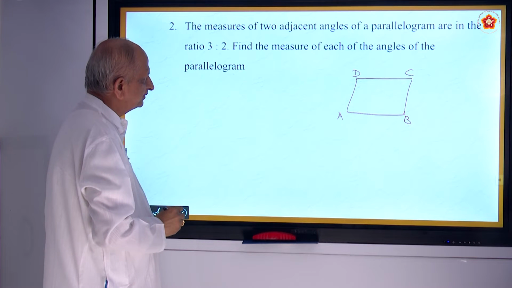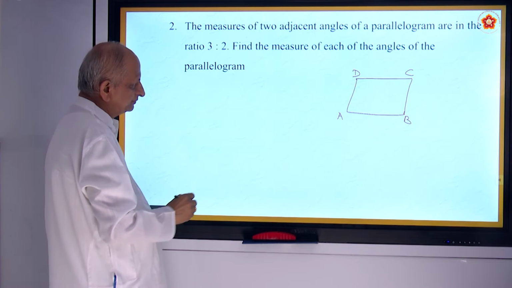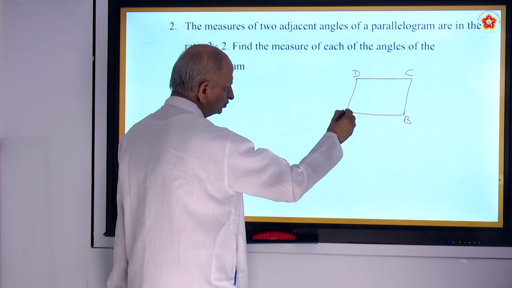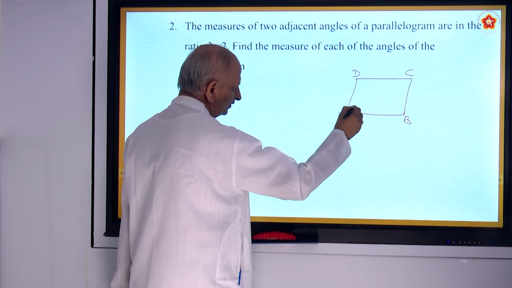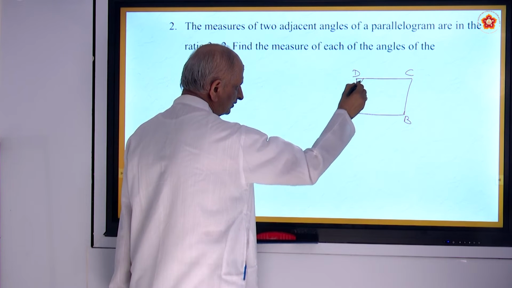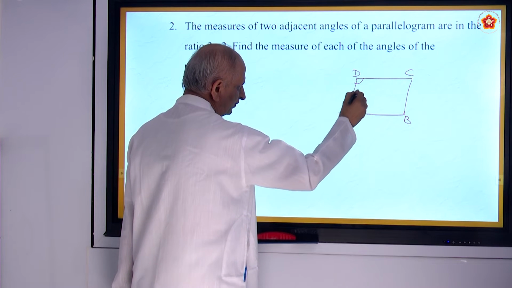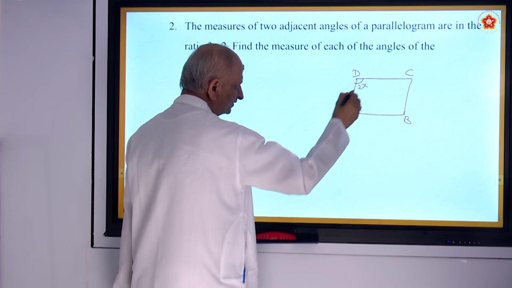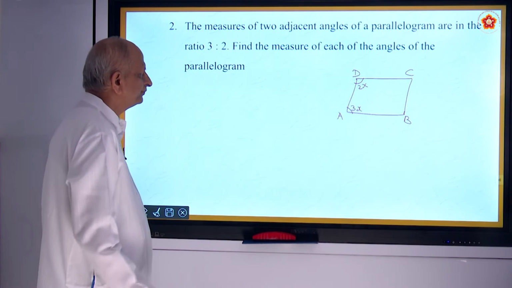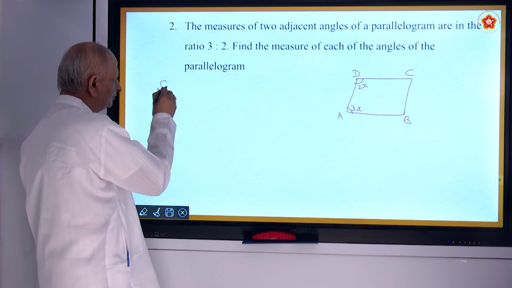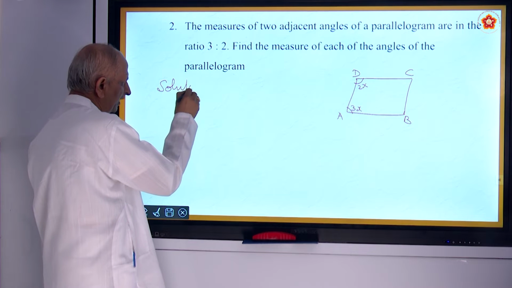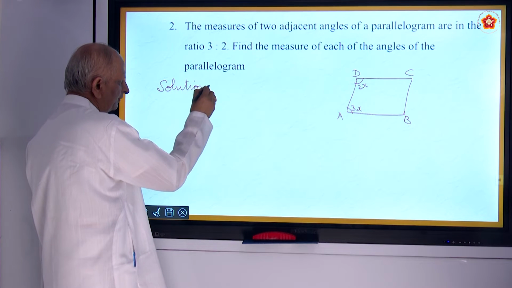You are given two adjacent angles in the ratio 3:2. These are called adjacent angles. We will call them 3x and 2x. So, solution: they are not given names, so we will give names.